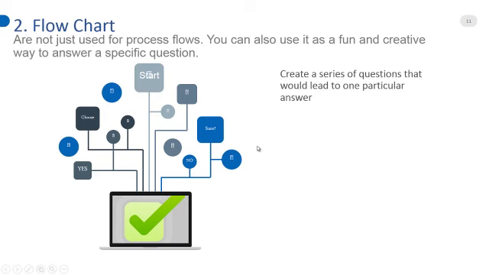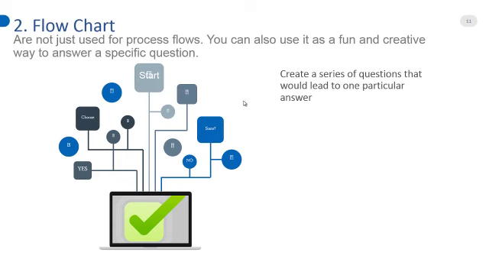So a flowchart is really good at expressing sometimes complicated questions where there is an if or else kind of avenue. If you do this, then it might take you to this pathway here. If you say no, then it'll take you to this pathway here. So this is great. What you can do to create a flowchart type infographic style is to create a series of questions that would lead to one particular answer.